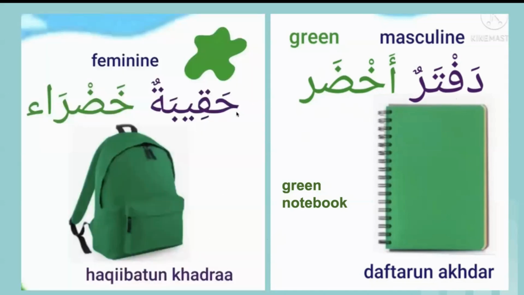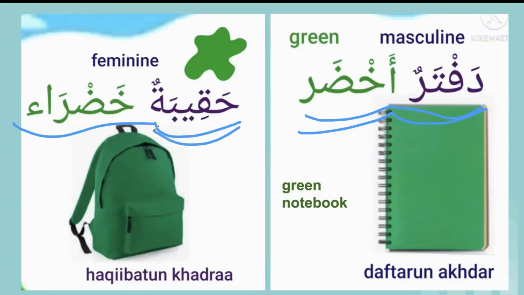Let's see this one. This is called green bag. Bag is called haqiba. Haqiba khadra. This is called green bag. Let's repeat. Daftar akhdar. Haqiba khadra. Good.